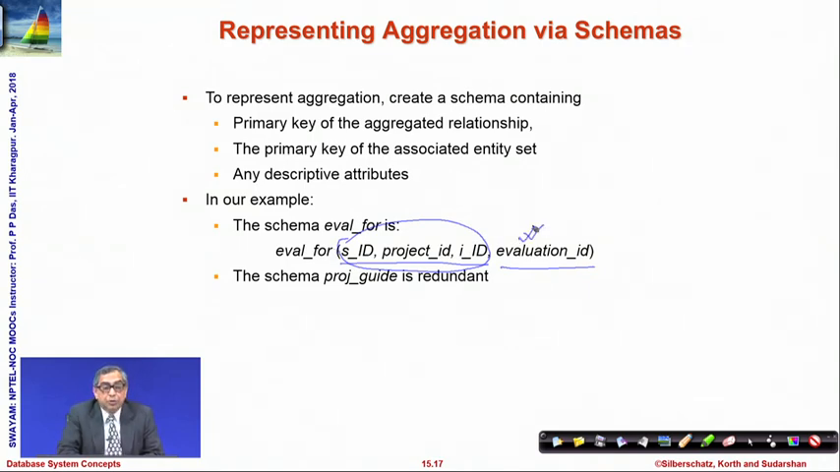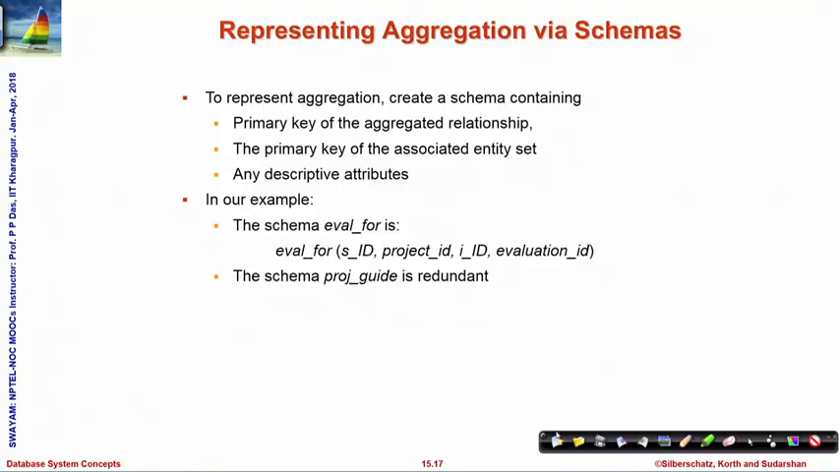evaluation. So, naturally once this has been represented, the project guide schema by itself becomes redundant and therefore it can be removed. So, this is a process through which we come to the decision of actually having the schema to represent all the required information. Naturally, if the evaluation is not done, then the evaluation ID in eval_for will not exist, and that will be a null showing that it is not present right now.